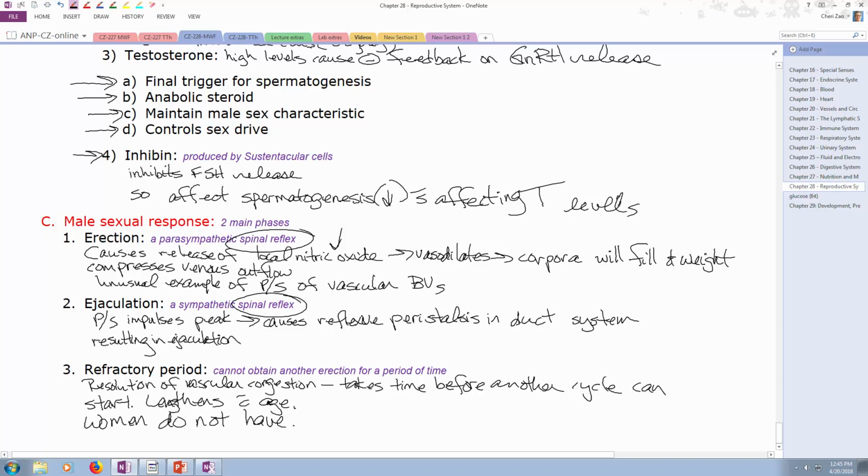Why would a refractory period normally lengthen with age? Yeah, this is pressure related, isn't it? As we age, what do you think about our vessels? Are they always as great as when we were younger? And so vascular integrity and atherosclerosis and diabetes and all that type of stuff will cause a slower fill as well as resolution of that.